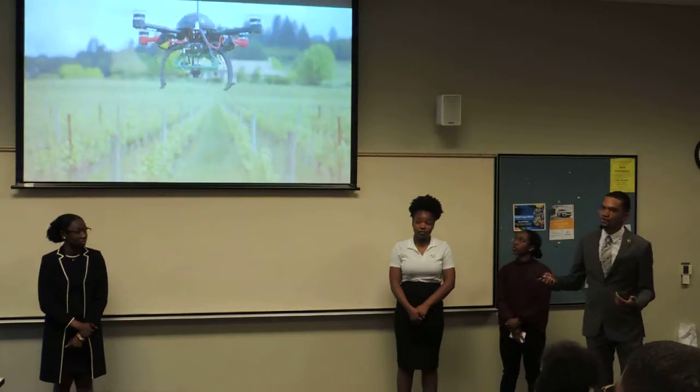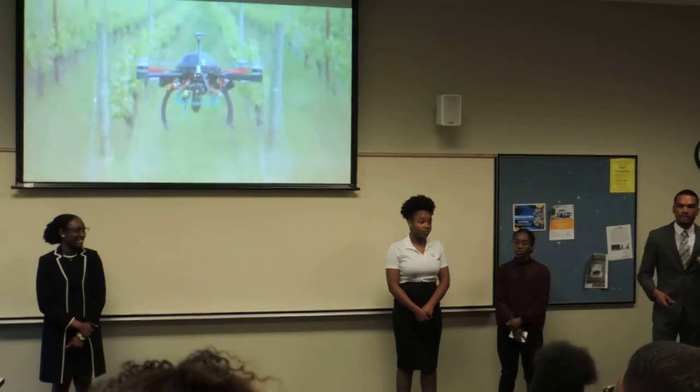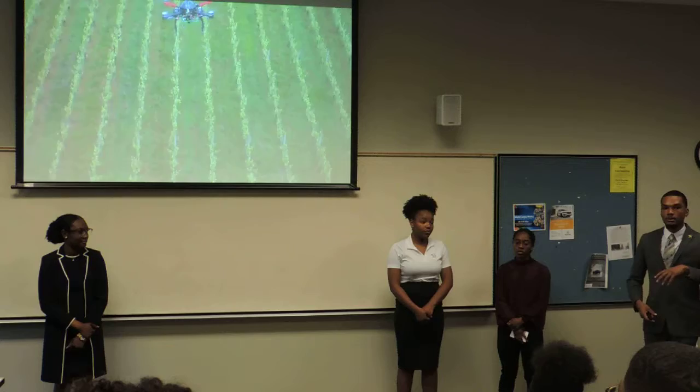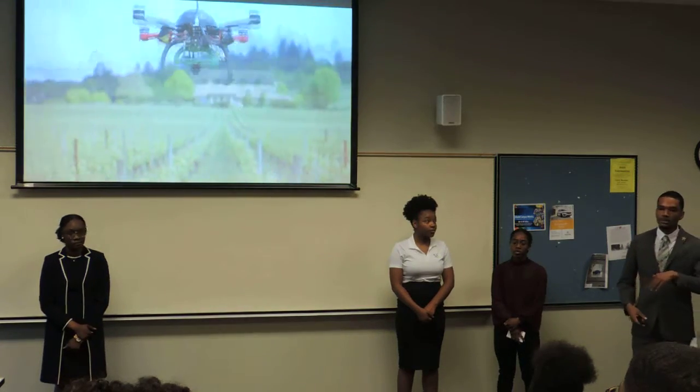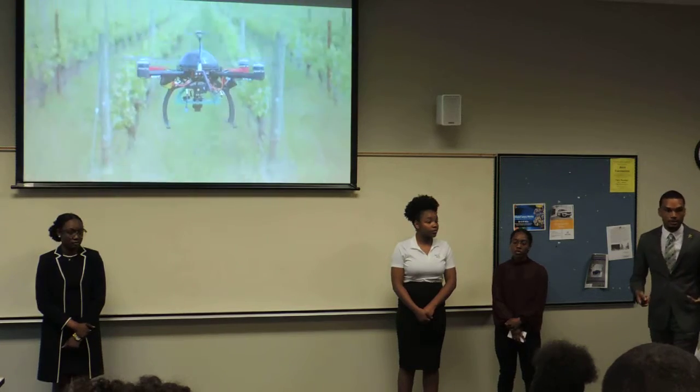We can now use drones that can go out into the field and not only look at what type of land you're working with, look at the humidity, look at the moisture, and look at what kind of pesticides and fertilizer you need, but it can also check the well-being of your plants themselves.